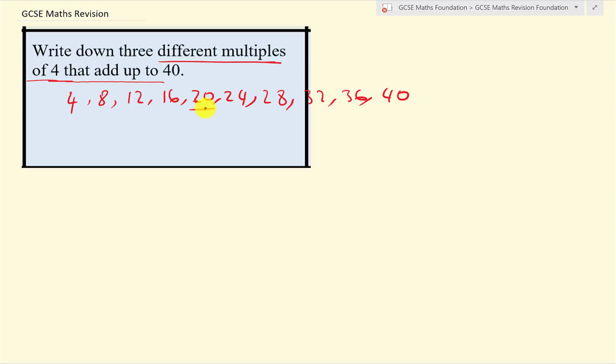We got 20. Which 2 other numbers will make another 20 so that we can make 40 altogether? So we got 4 and 16. That makes 20. And we got 20. So 4, 16, and 20. They all add up to 40. Is there a different answer? Yes, we got 20, and 8 and 12 make 20 as well. So 8, 12, and 20. So we've got 2 different answers. You don't need to write both because you're only asking for 3 numbers. So we can just write one of the answers.